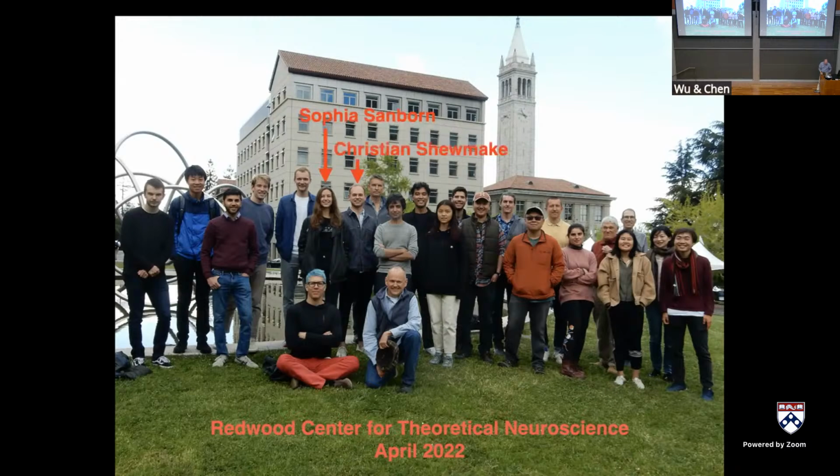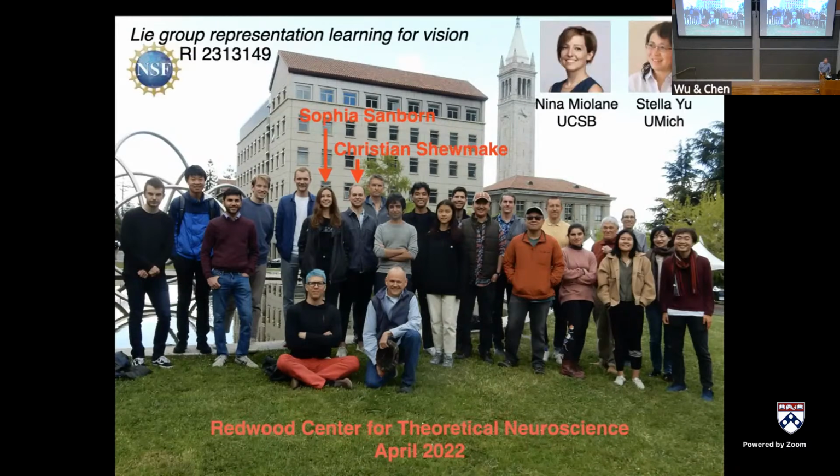Sophia Sanborn and Christian Shewmake were really instrumental in introducing and spearheading this approach in my lab, now using Lie groups to mathematically model transformations in images. And so that's behind a lot of the work I'll be telling you about today. They also helped me apply for a grant to NSF to fund this project, together with Nina Miolane and Stella Yu, who's now at University of Michigan. And so that's supporting a lot of this work.